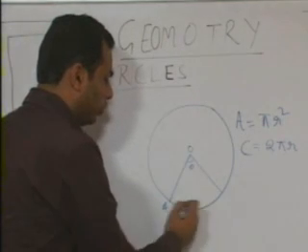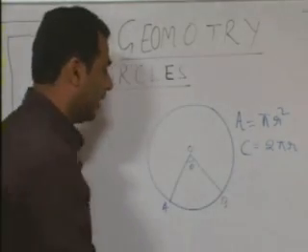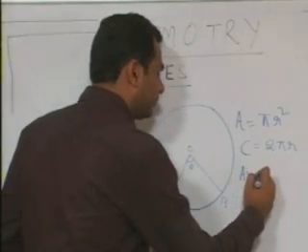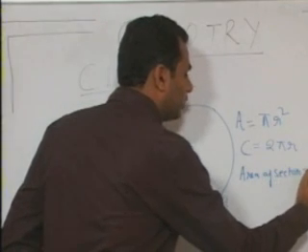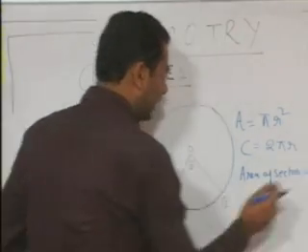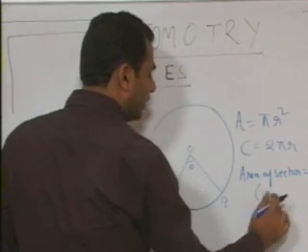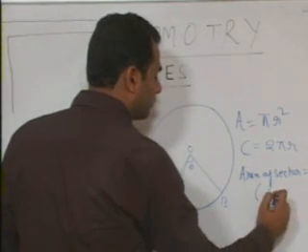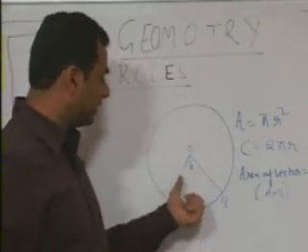So this particular part, OAB, is known as the sector of the circle, and the area of the sector is always equal to theta by 360 into pi r square. Here I am taking the minor sector, which is OAB, or we can say AOB. Similarly, this is the area of the sector.